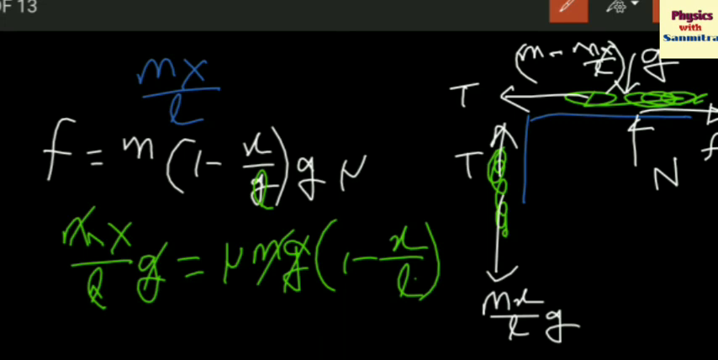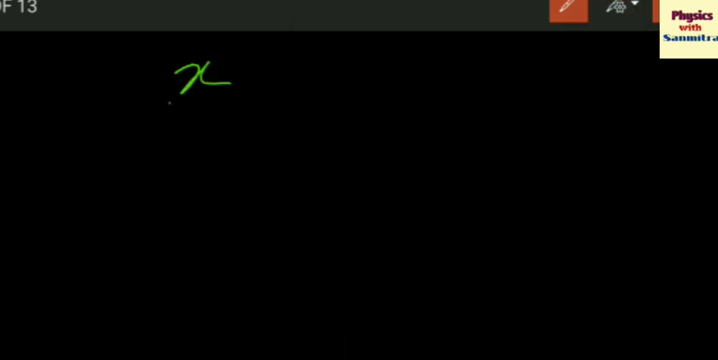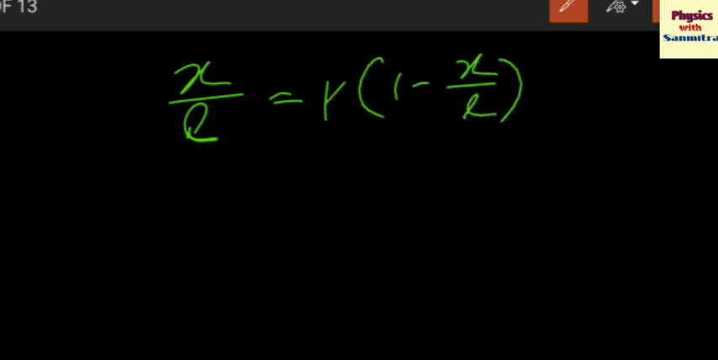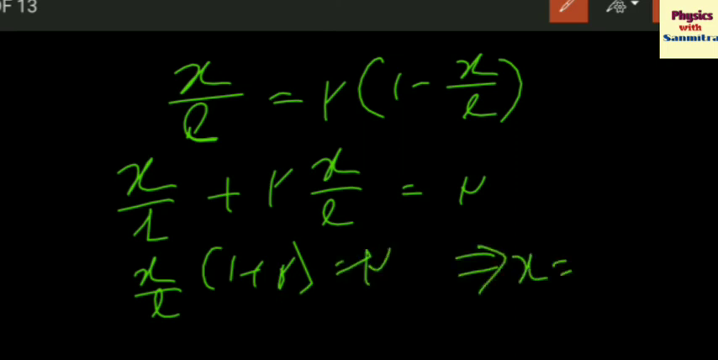So after solving, X by L is equal to mu into 1 minus X by L. So X by L plus mu into X by L is equal to mu. I will take X by L common, so I get X by L into 1 plus mu is equal to mu. Now I can get X is equal to mu L divided by 1 plus mu. Mu L by 1 plus mu.